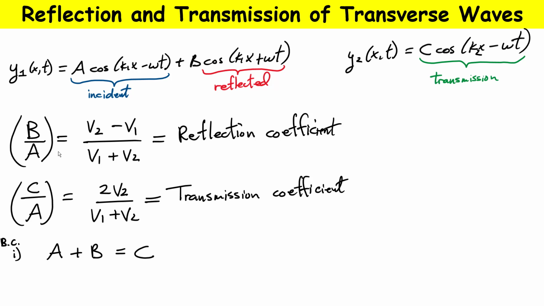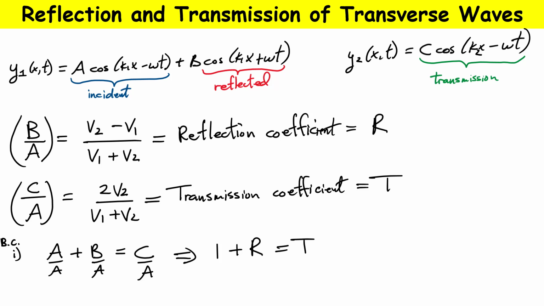Now remember our first boundary condition, this was the continuity of the string. You can see again, if you divide through by A, all of these terms, I'm going to call this R, that reflection coefficient. I'm going to call this T, the transmission coefficient. You can see by looking at that first boundary condition, what you obtain here is 1 plus the reflection coefficient is equal to the transmission coefficient. That's an important relationship for waves.